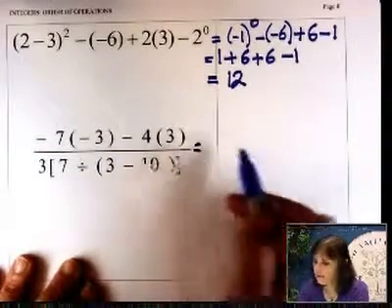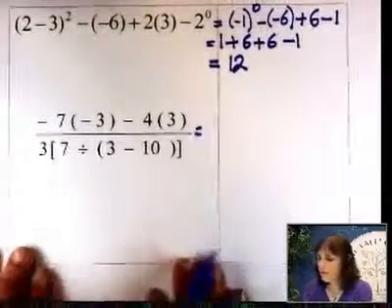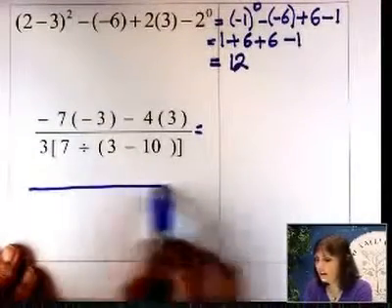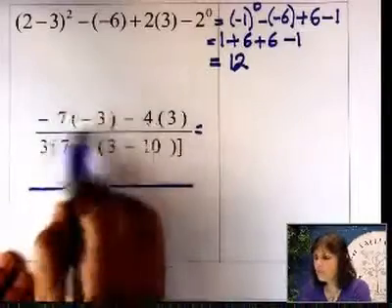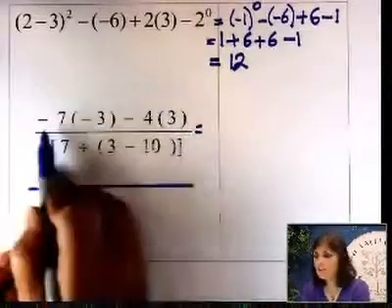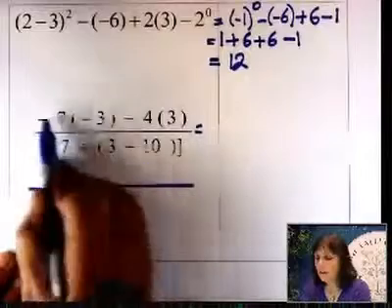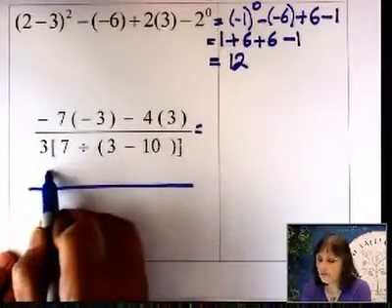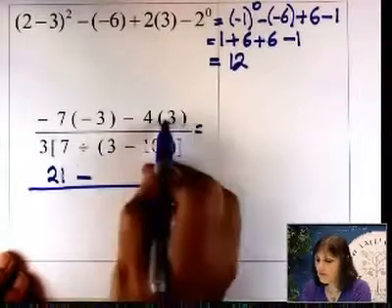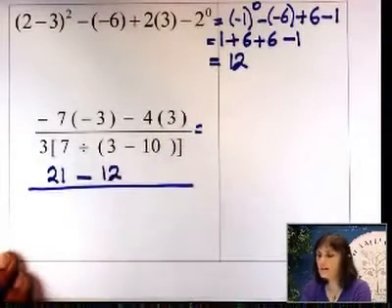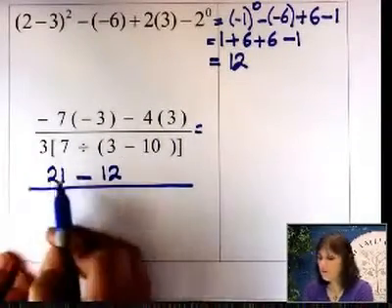Now, something with the grouping symbol, I need to tackle the top and bottom separately. Now, this one has a multiplication. So let's multiply and tackle the top. Negative 7, negative 3, that's positive 21. And this one is negative 3 times 4, 12. That's the top. Let's look at the bottom.